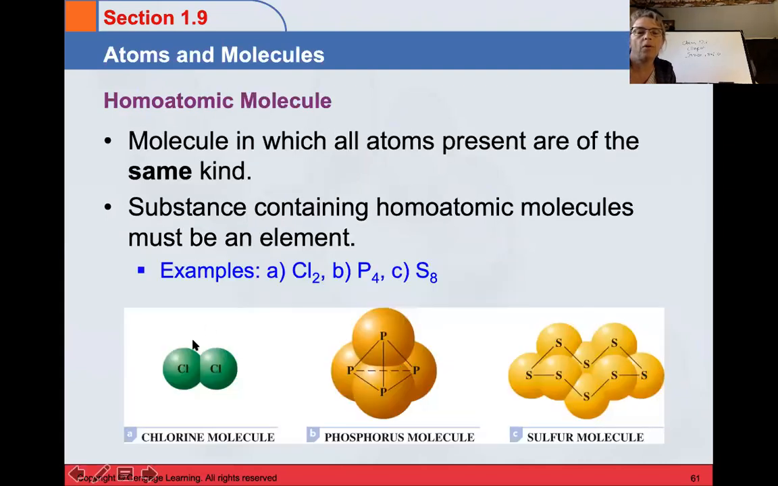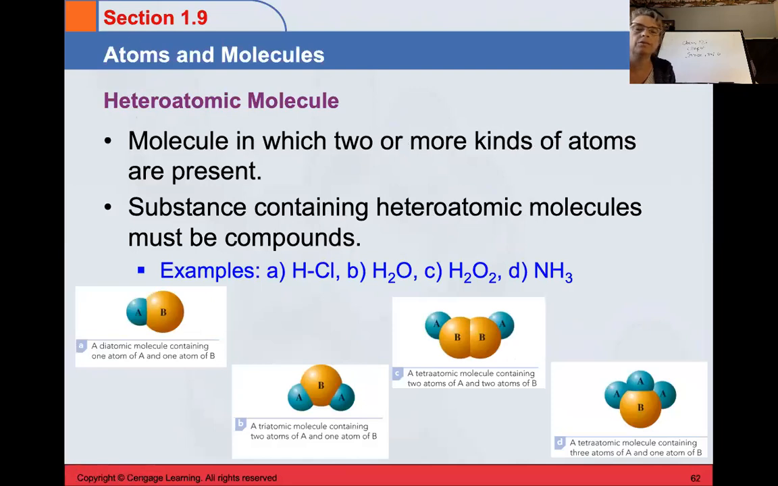Sometimes molecules have all the same atoms in them. Chlorine or phosphorus or sulfur are examples of this. These are homoatomic molecules, where all the atoms present are of the same kind. You can have heteroatomic, and this is much more common, where the atoms in the molecule are different. You have a hydrogen and a chlorine, 2 hydrogens and an oxygen, 2 hydrogens and 2 oxygens, or 3 hydrogens and a nitrogen in these different molecules.